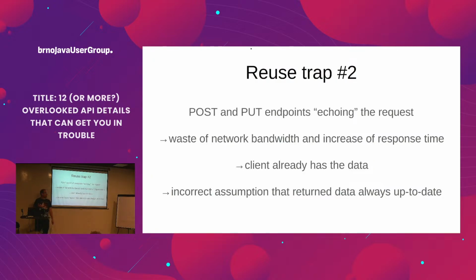Now, second trap. This is a very common pattern: when we have a post or put endpoint in REST, the response is the same as the request. So we are just echoing, returning what we just stored in the database to the client. And most of the time I think it's useless. So we are just wasting our network bandwidth. Maybe we increase the response time. How can we be sure that the client actually needs the data?